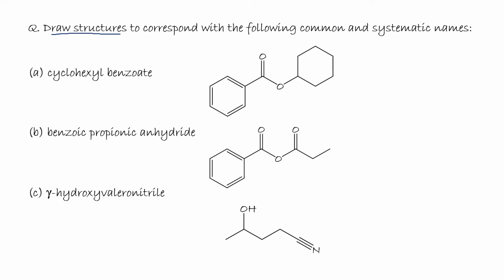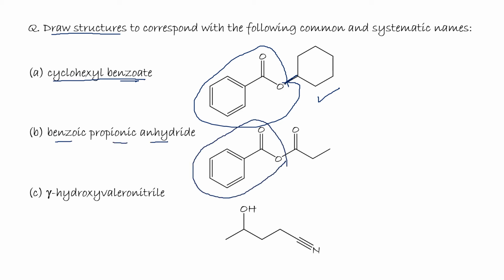Draw structures to correspond with the following common and systematic names. Cyclohexyl benzoate, it's an ester of benzoic acid. So we draw the benzoic acid, then take the H out and put the alkyl group in here, cyclohexyl, that's it. Benzoic propionic anhydride: draw the benzoic, draw the propionic, eliminate water and form the anhydride.